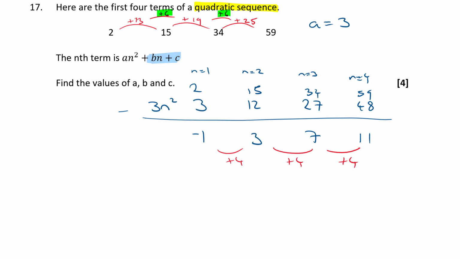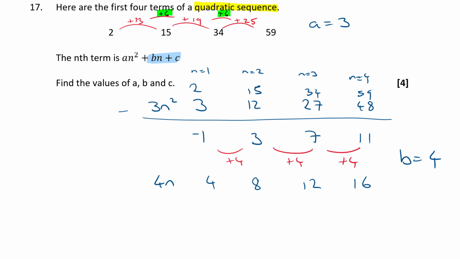So if it's going up in plus 4s, that means my b part then is going to be 4. So my bn is 4n. So 4n, if n is 1, 4n is 4. If n is 2, 4n is 8. If n is 3, 4n is 12. And if n is 4, then 4n is 16.